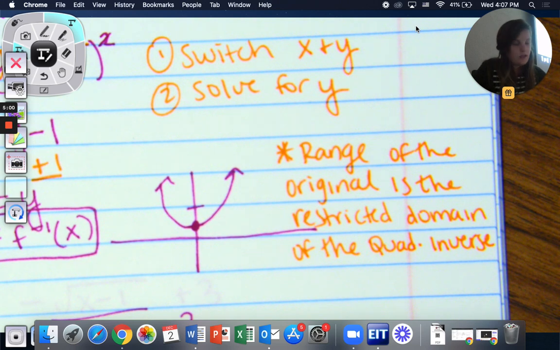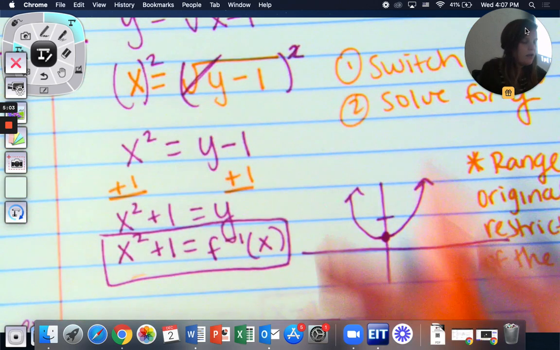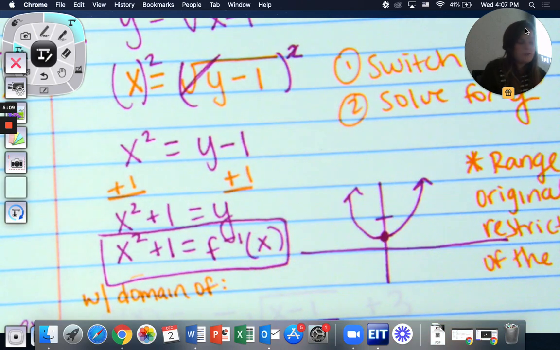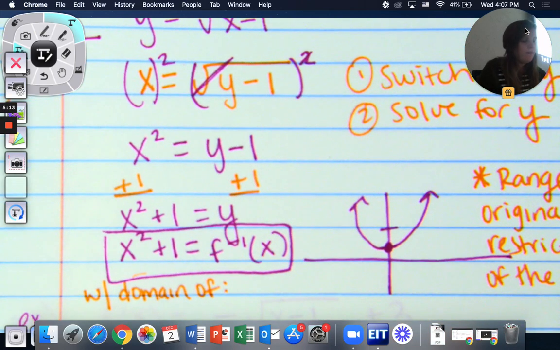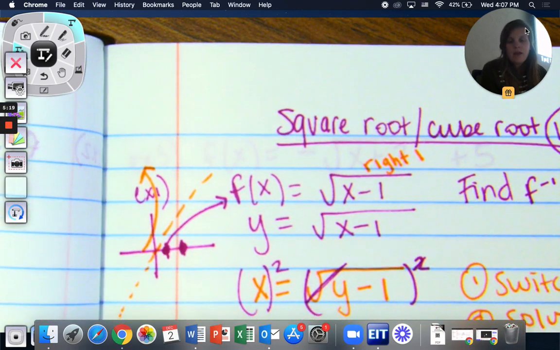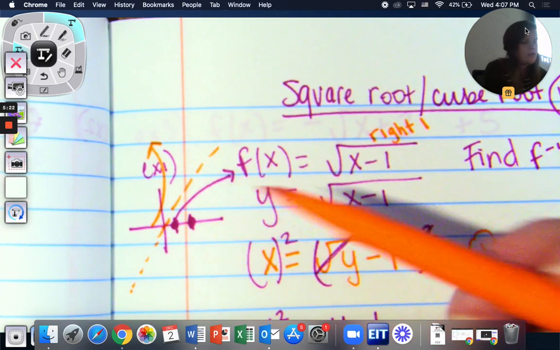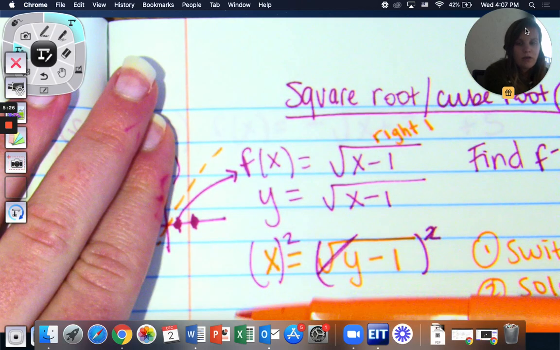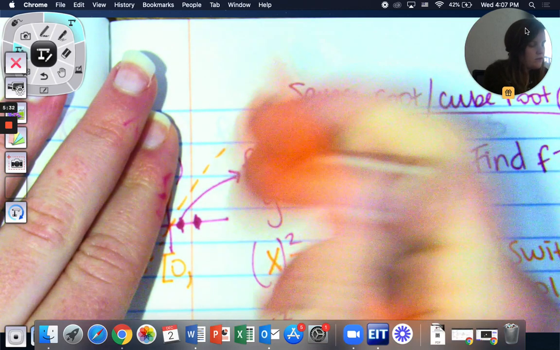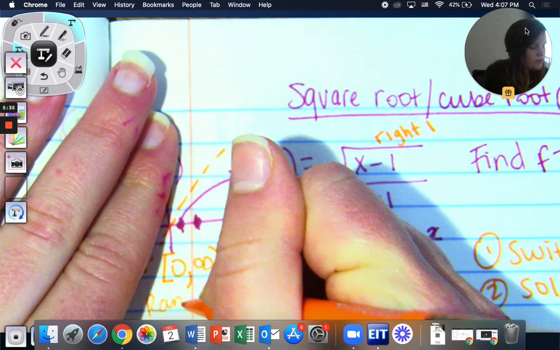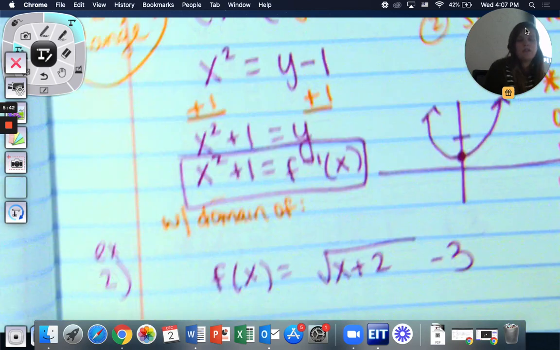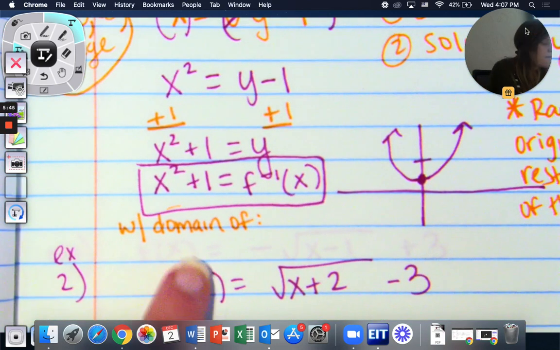We need the range of the original because that will be the restricted domain we add here, with a domain of. Basically we're going to cut this parabola so it's only half of it. We have to do a rough sketch of the original graph, which we already did. We moved it to the right one, so it's this purple one. The range of this function is bottom to top, so only look at this purple one. The lowest point on this graph is 0. The highest point is infinity. That's the range. You take that range of the original, and that becomes the restricted domain of the quadratic.